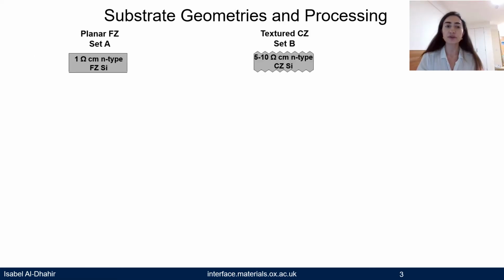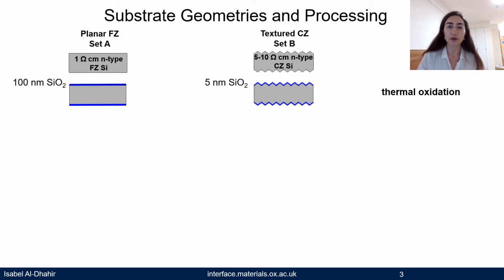In this work, two types of wafers were used. Both were low resistivity N-type silicon. However, set A was plain float zone and set B was textured Czochralski. Both wafers underwent thermal oxidation, set A to a thickness of 100 nanometers and set B to a thickness of 5 nanometers.